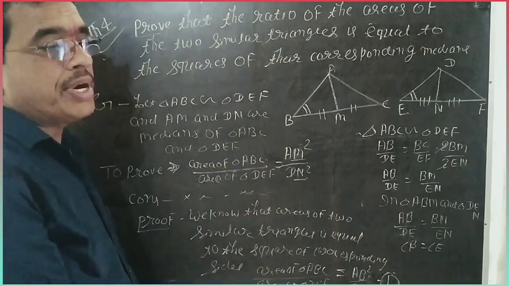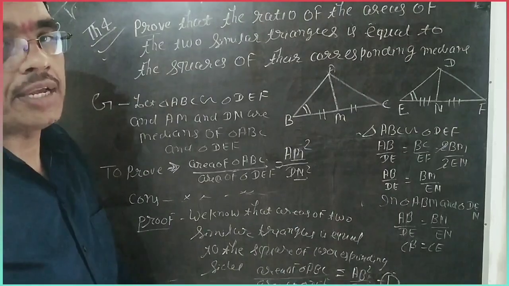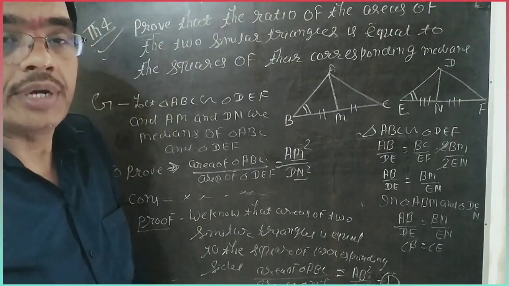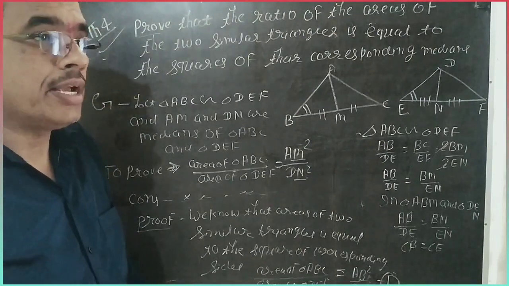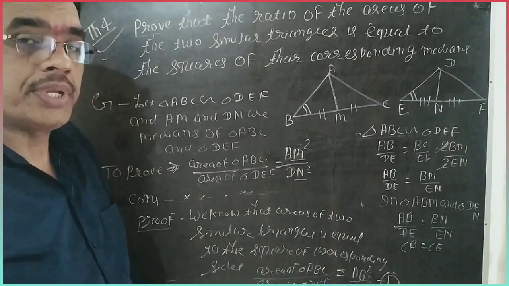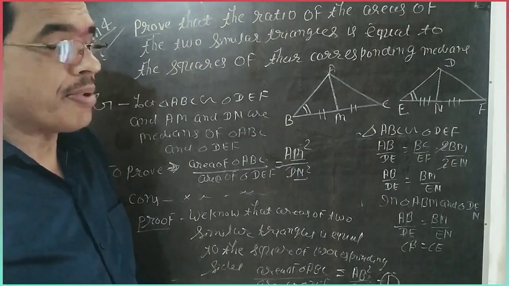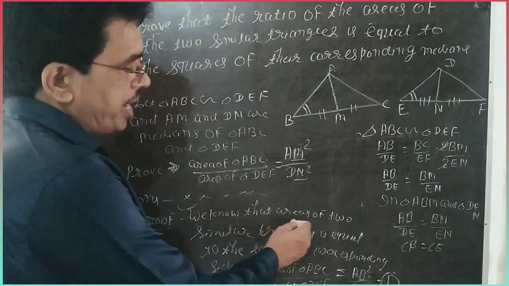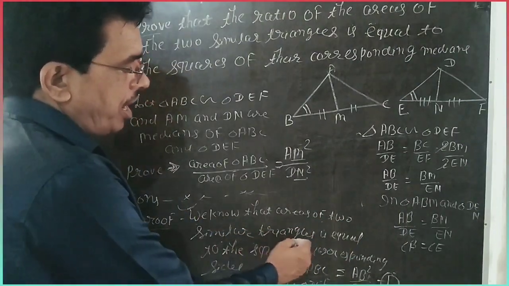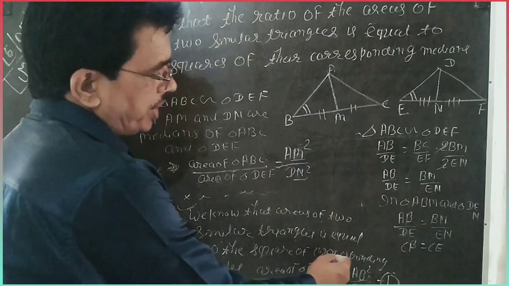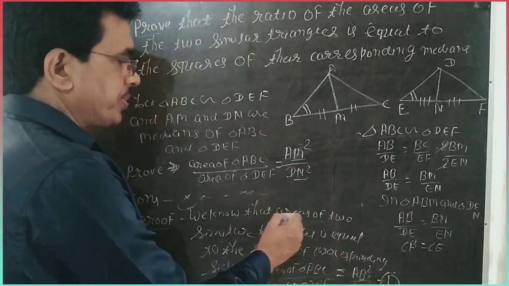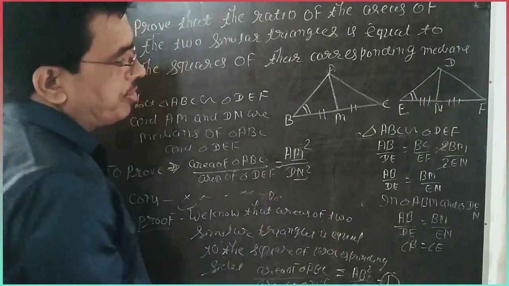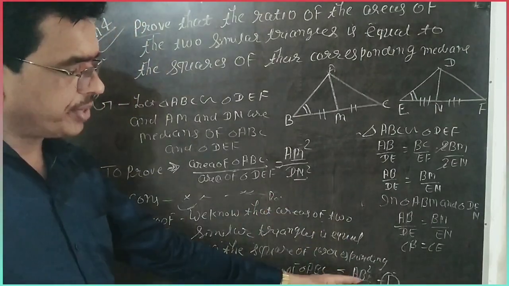Again we write the statement of the first theorem of this exercise. I told you before that this statement is very important for this exercise. I think every question can start with the help of this statement, so remember it. The statement is: we know that the ratio of the areas of two similar triangles is equal to the square of their corresponding sides.